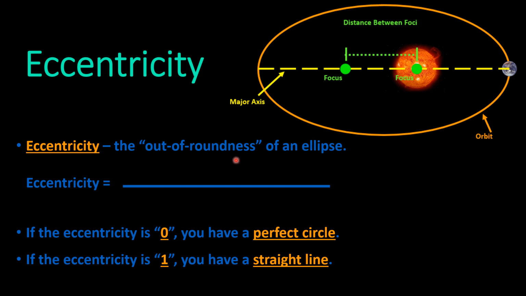So the eccentricity is going to tell us how close that ellipse is to being a circle, or is it closer to being a straight line? And like I said, most things are going to be somewhere in between.